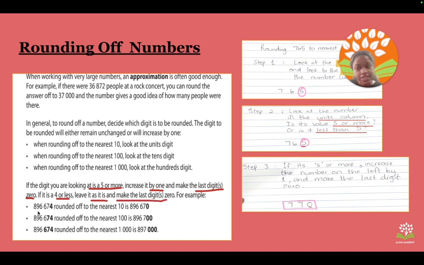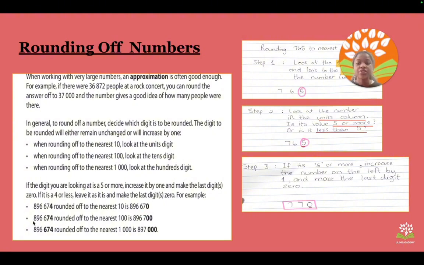For example, take a look at this. 896,674 rounded off to the nearest 10 is 896,670. So what we did here, if we're rounding off to the nearest 10, we look at our tens column, which is right here, and the number to the right of it. Now the number to the right of it is 4 or less. Can you see? If it's 4 or less, you leave it as it is and make the last digit 0. Because it's 4 or less, we leave the 7, because we're rounding off to the nearest 10. So our tens column is the digit being rounded, so we leave it as it is, and then we change the last digit to 0.